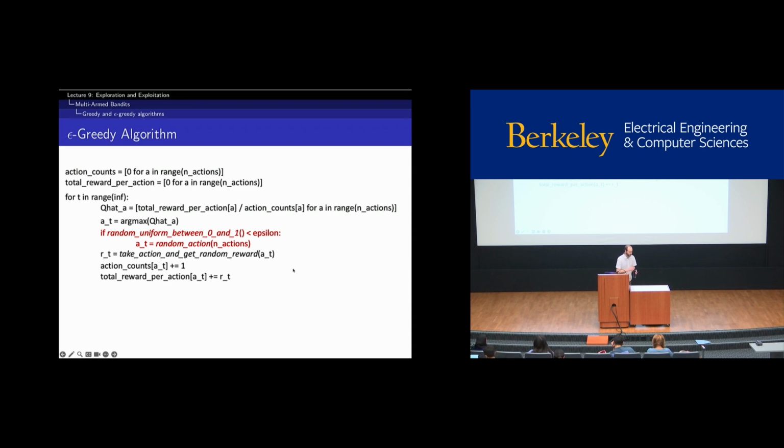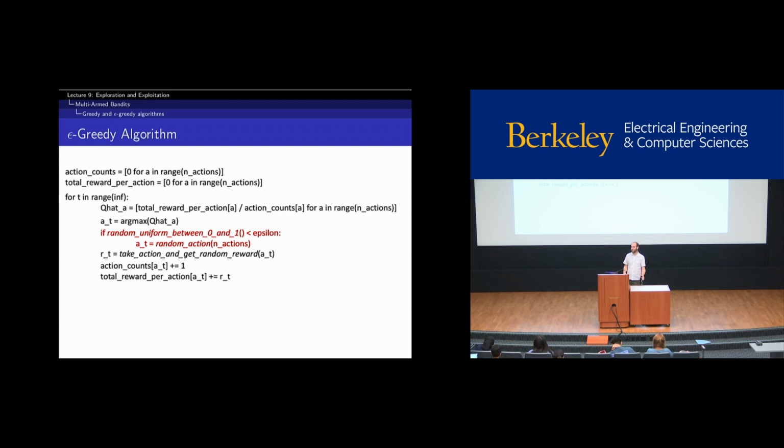Any questions about how this works or anything else? Yeah? So for RT, take the action and get random, that's where you click the button? Right, so this line corresponds to clicking the button. This is the line where we interact with the environment that we're in.